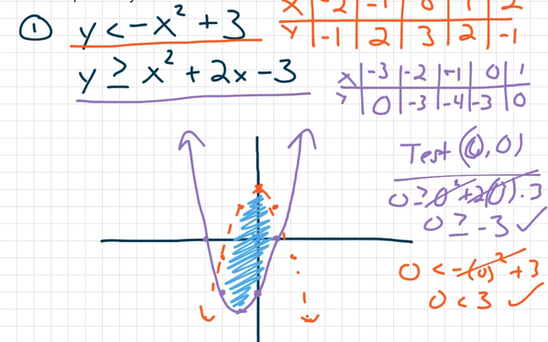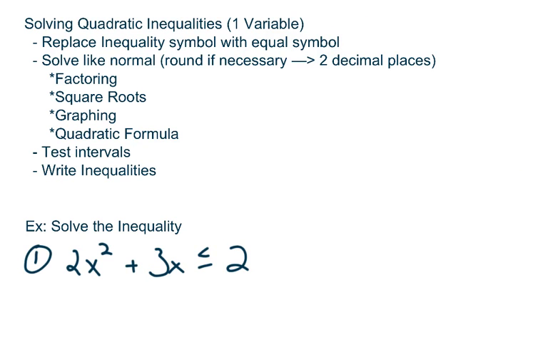The second main idea, so the first main idea was graphing. The second main idea is solving. And if we're solving, you're probably only going to have one variable.